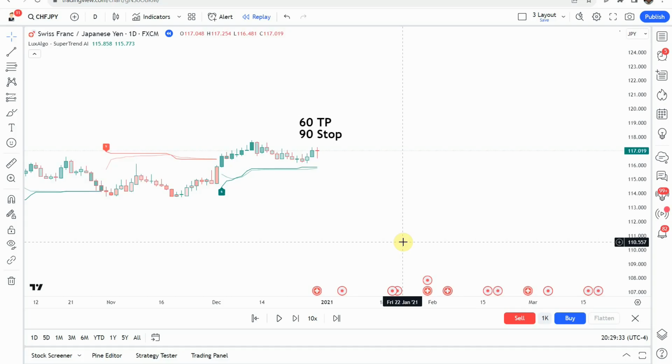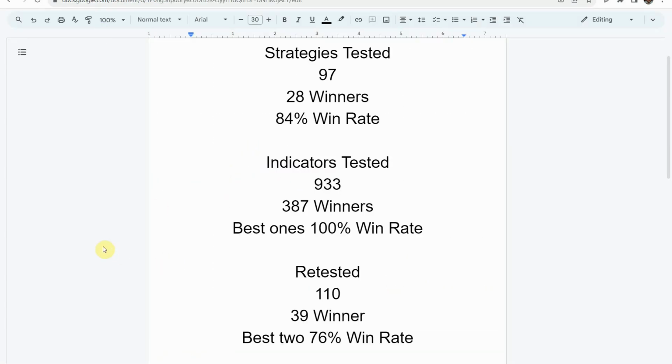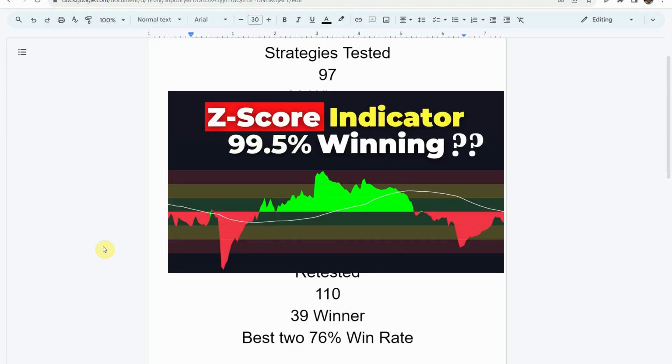Alright, as I said, today we will be testing the Supertrend AI clustering indicator. Before we do though, I wanted to put the testing scoreboard up for everyone to see. So to date, we have tested a total of 97 different strategies, with 28 of them being winners. The best one so far was able to achieve an 84% win rate. That strategy is the Z-score probability indicator with the Academy of Forex indicator. I'll put a thumbnail of it up on screen right now, and I'll link to it at the end of this video with that same thumbnail. You can just click on that thumbnail. It'll take you straight to the video. You can watch that strategy there, which is the best strategy that we've tested so far.